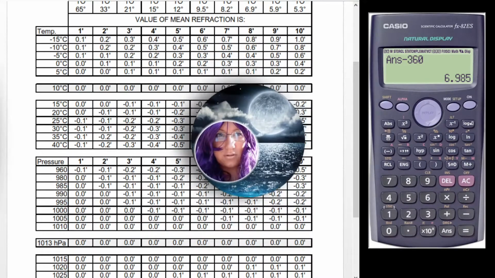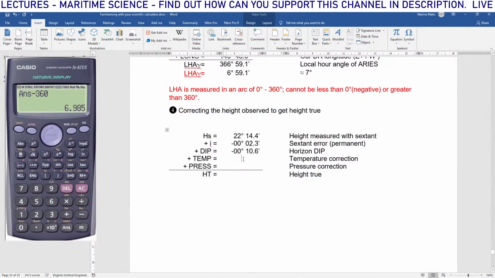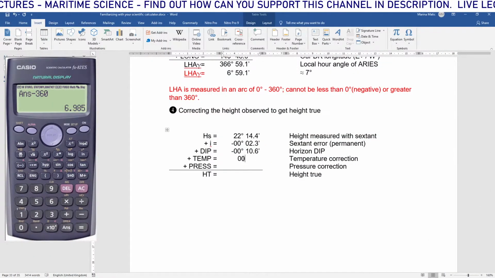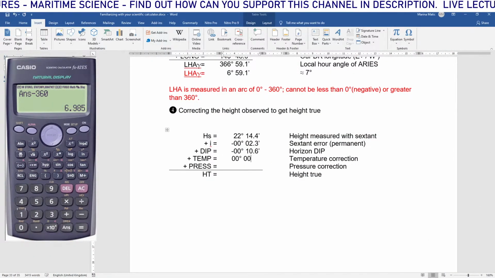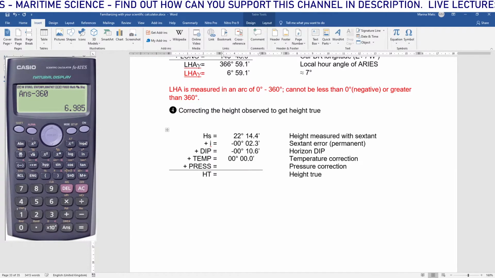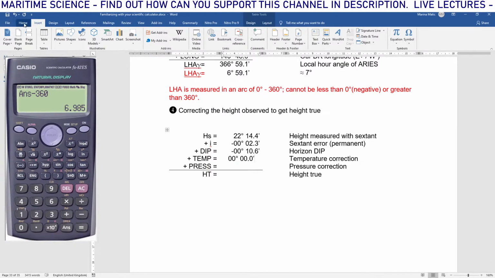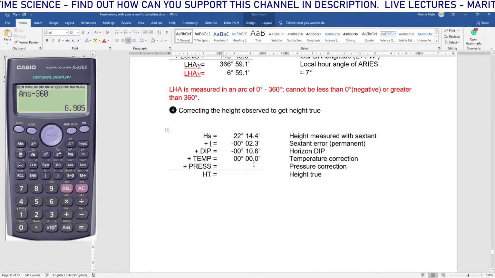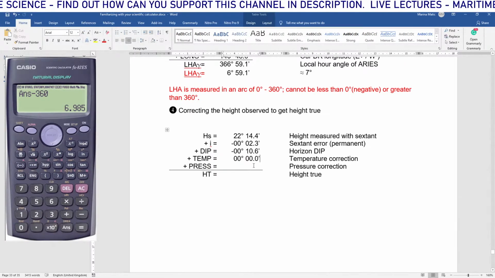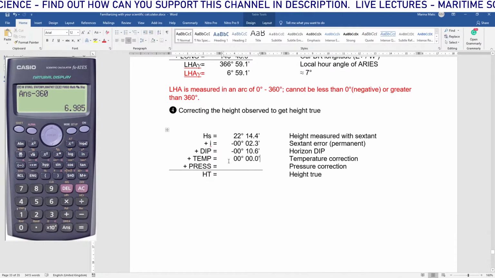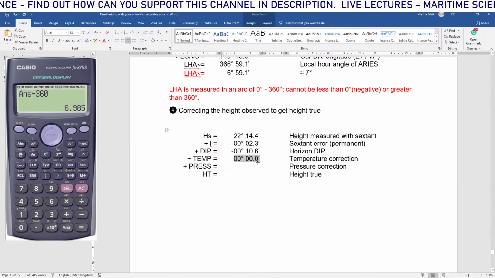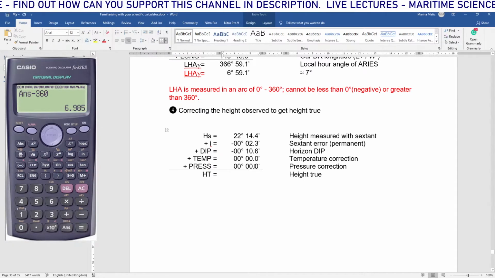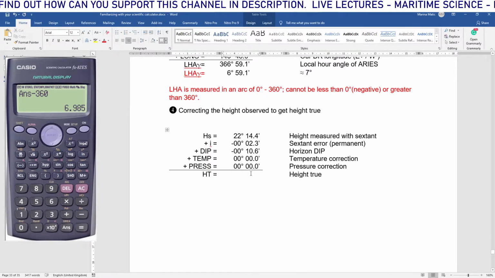And that is one of the reasons people usually in real life do not actually read the correction. This is something that is only done in school when you are practicing, because in 900 out of 902 times, the correction for temperature and pressure turns out to be 0, or they are canceling one another.